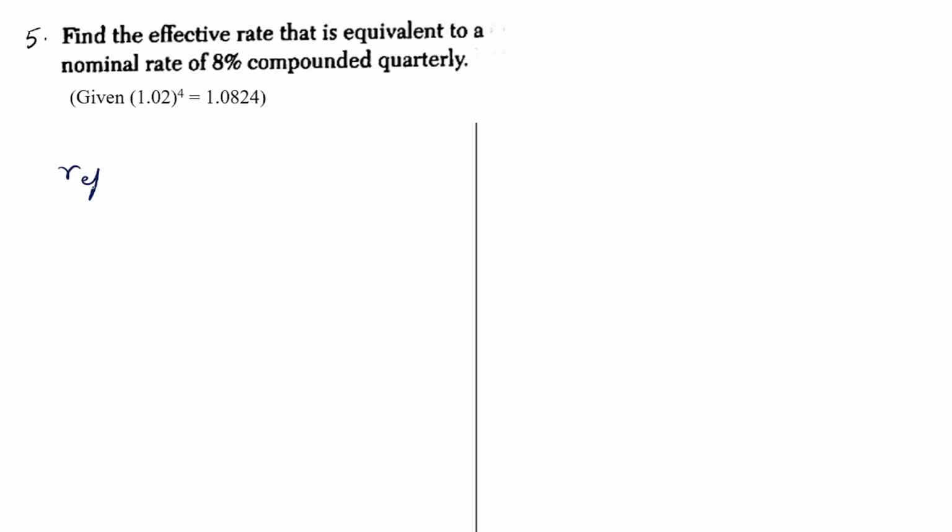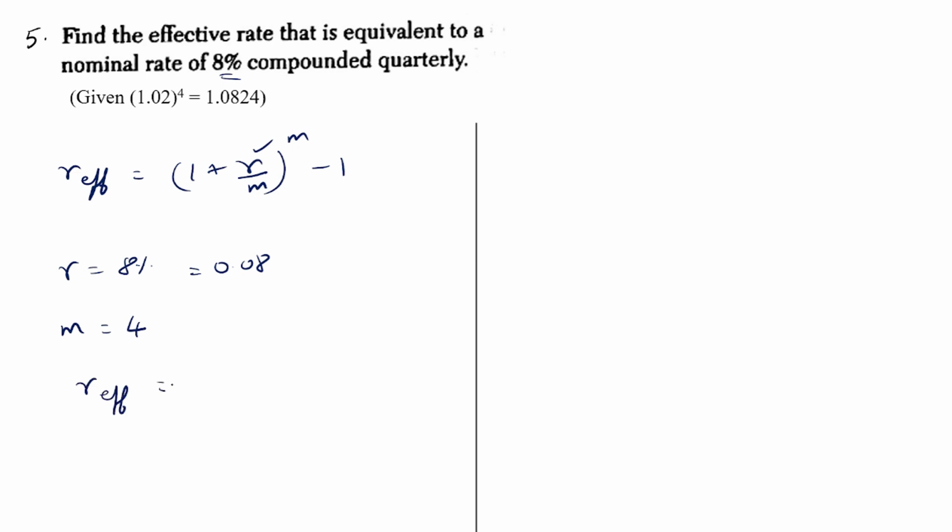So we have R effective is equal to (1 plus R by M) the whole raised to M, minus 1. This R is the nominal rate. It is given 8%. R is equal to 8%, or it is 0.08. And here it is given 8% compounded quarterly. So M is the number of conversion periods in 1 year. In 1 year, if 8% is compounded quarterly, there are 4 quarters. So M is equal to 4.